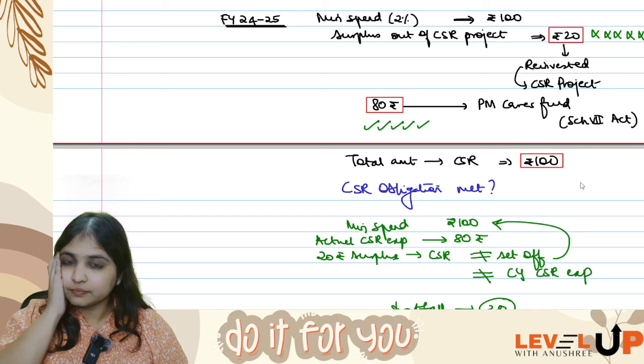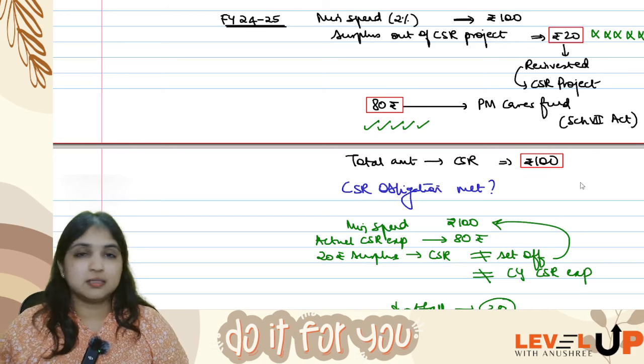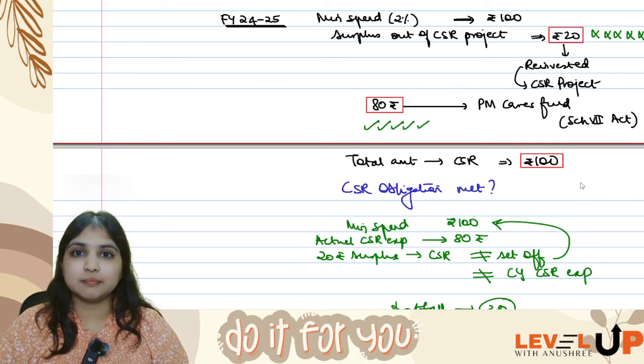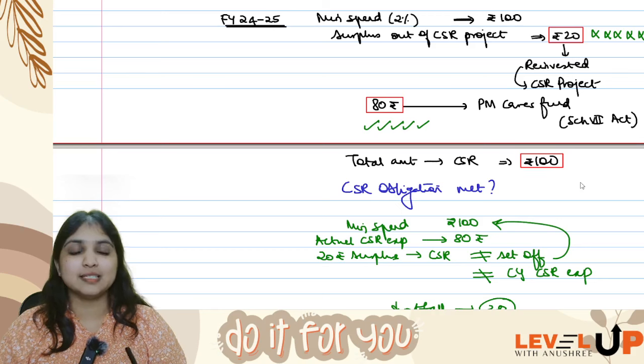Understanding? So whatever is being reinvested in CSR project out of the surplus cannot be considered as current year CSR expenditure. Alright guys, so these 2 points are the comparison that I wanted to show you all. I hope you've understood this, and I hope that your clarity is perfect at this point.